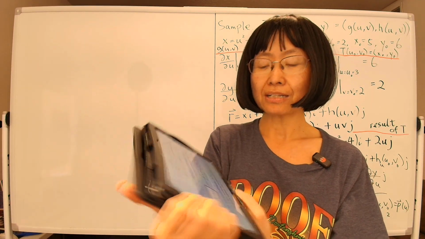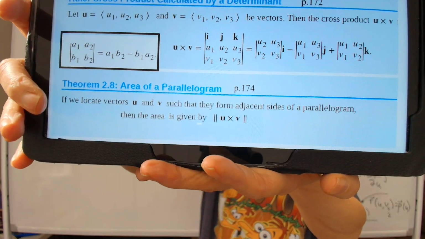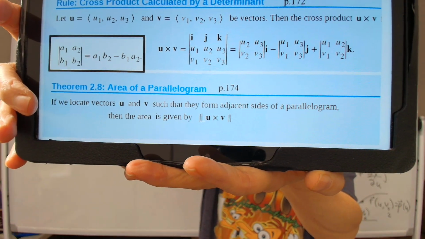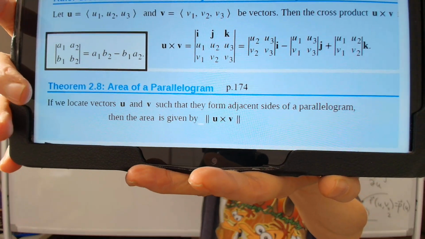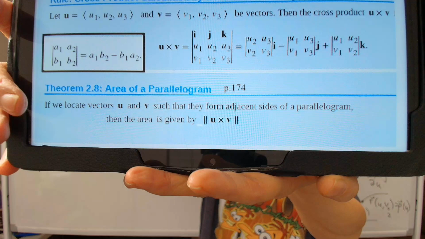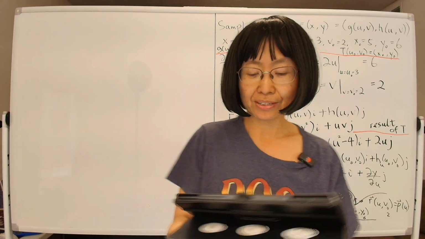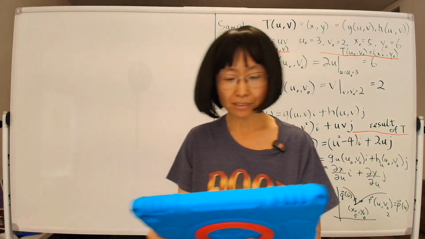And one more thing I should mention is the area of a parallelogram. About 500 pages ago, we learned that the magnitude of the cross product gives you the area of the parallelogram that's formed by the 2 vectors u and v. And so that's that. With that, we are ready to study the Jacobian.